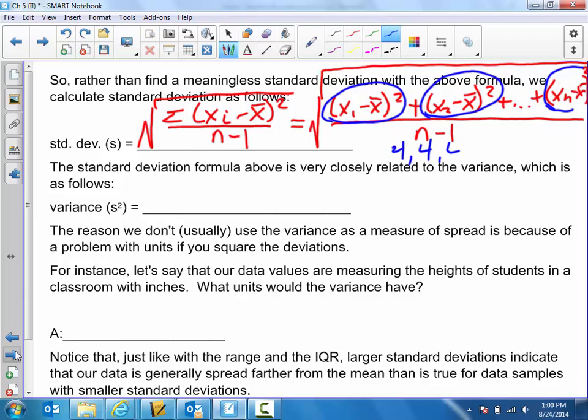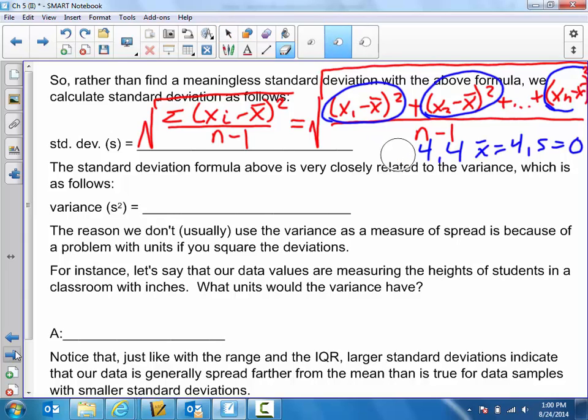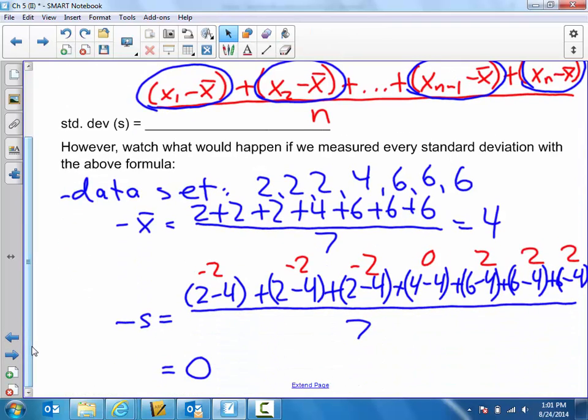Technically, yes, it could be. If you had a data set of, for example, 4, 4, and 4, the x bar, the mean here, would be 4, and the standard deviation would still be 0. But that would be an appropriate measure of spread in that case. If all the data were 4, you would want this sample standard deviation to be 0 because they all exist at the same place. So under that rare situation, it could happen. But if you use this formula to calculate the standard deviation for the data set 2, 2, 2, 4, 6, 6, 6, you would not get a sample standard deviation of 0.